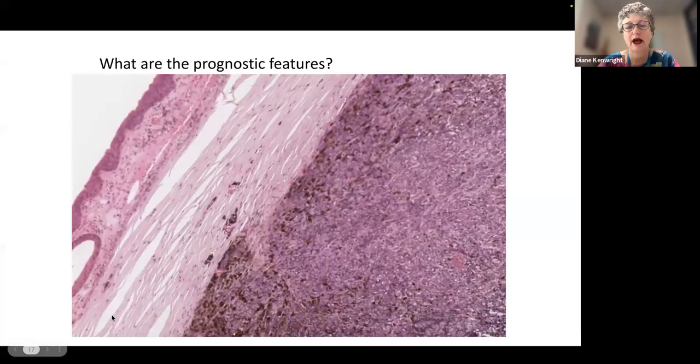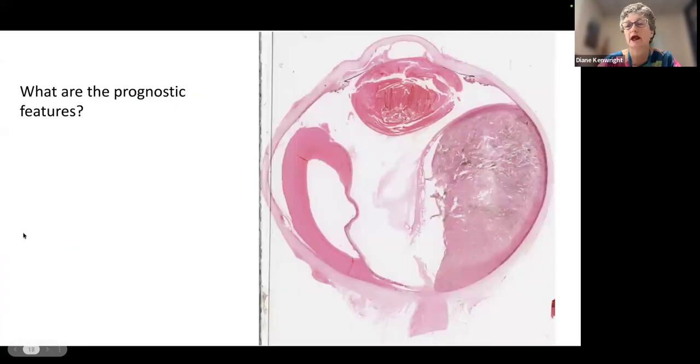We're looking at low power here. I guess we've definitely got invasion into the sclera through here. We can see sclera up to here, and this suggests that this is pushing invasion as well. And we still can't tell whether these are macrophages, but they probably are. All right, so let's have a look at the prognostic features in this one.